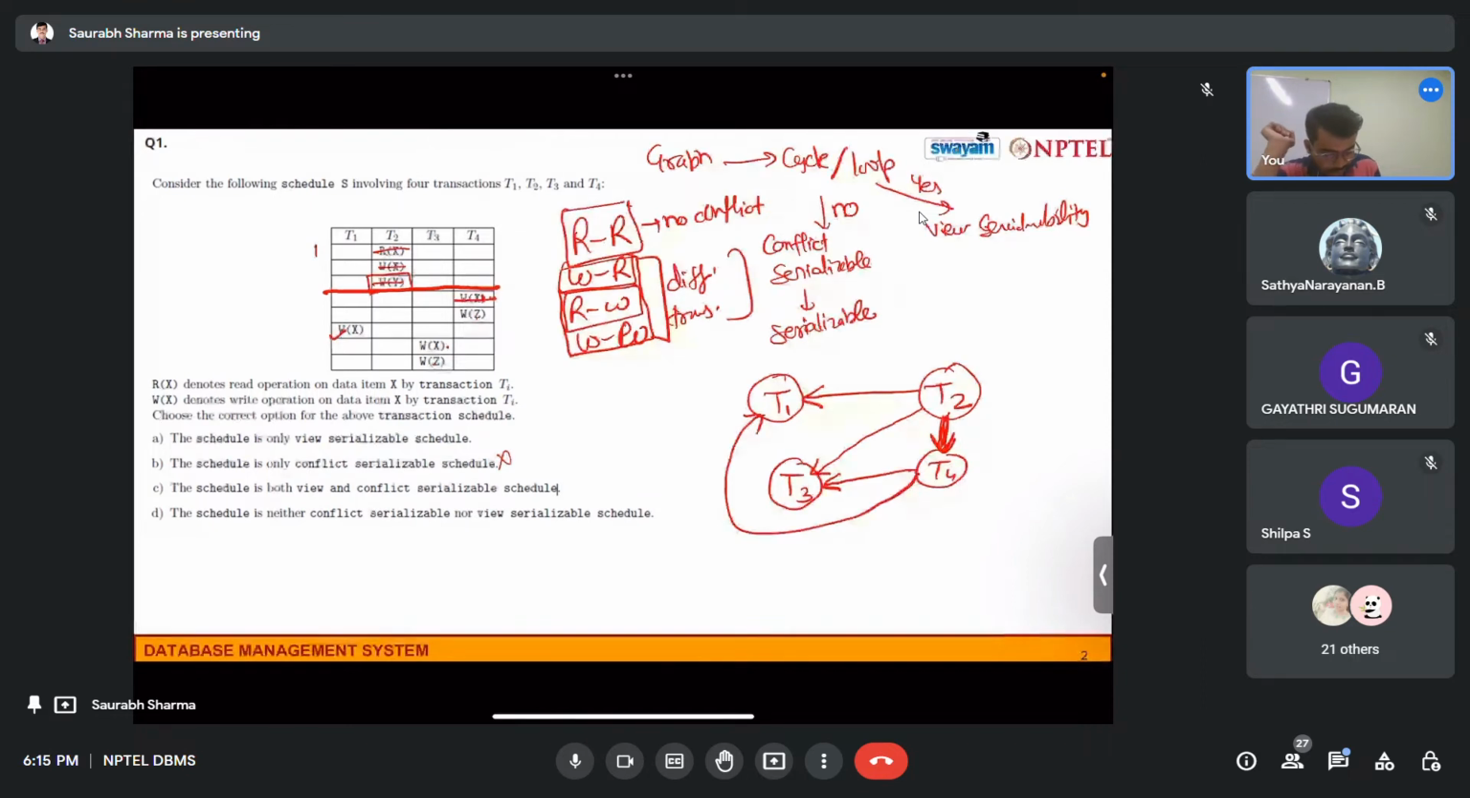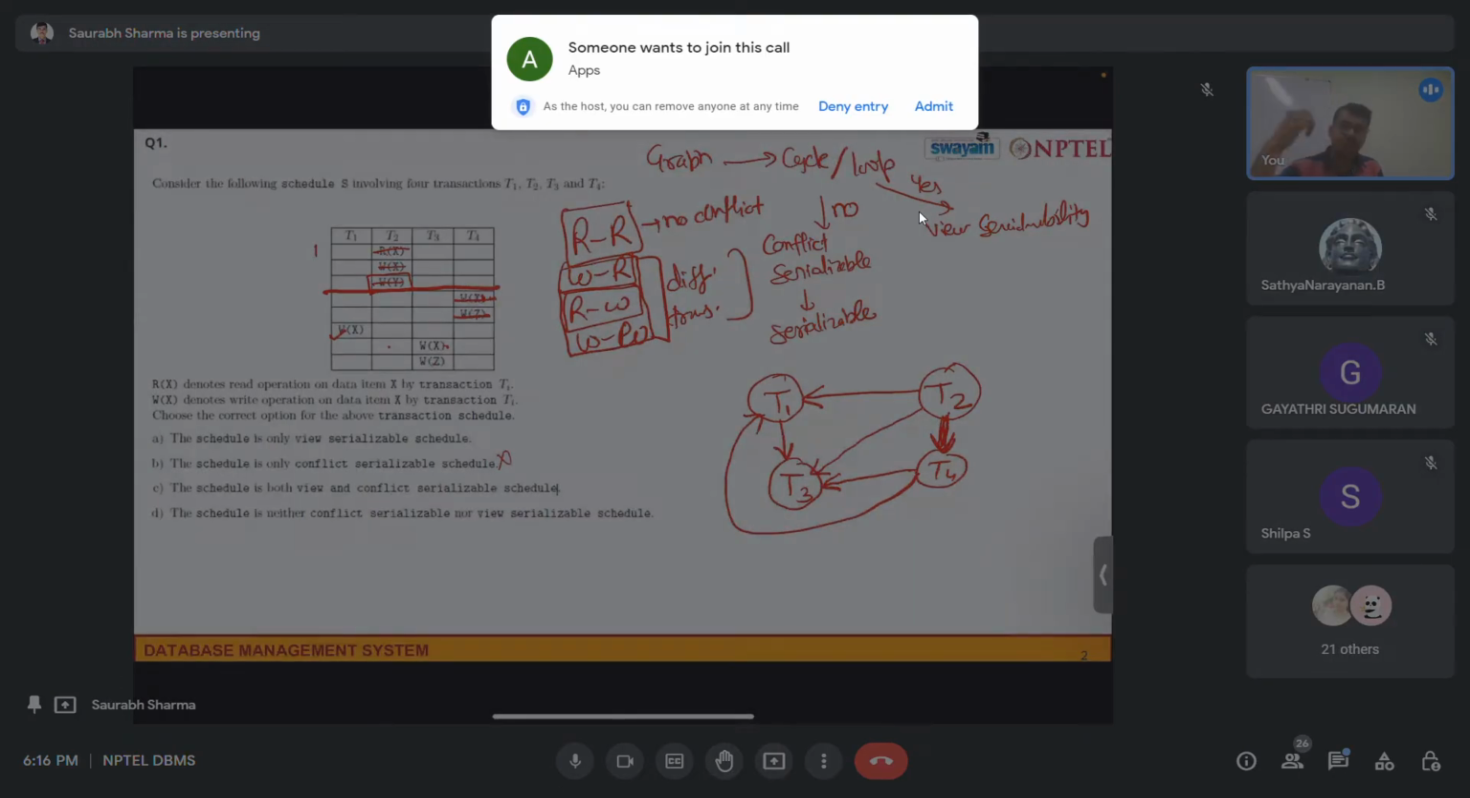Now we come to T1, meaning WX. From WX the conflicting pairs will be WX RX or WX WX. So let's see. Afterwards, there is no RX or WX here. There is WX in this T3, so there will be an edge from T1 to T3. Then there is nothing in T4.